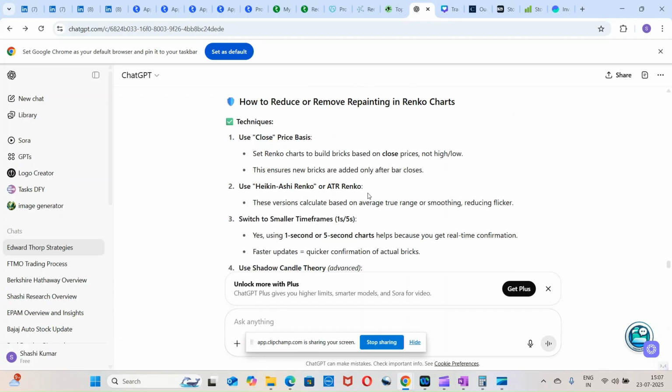How do you reduce or remove repainting in Renko charts? Yeah, I showed you that, right? Where you had open, high, low, close within TradingView, you select close as the price basis. Once you do that, the Renko chart builds bricks based on close prices, not high, low. That ensures removing the repainting, and this also ensures new bricks are added only after the bar closes.